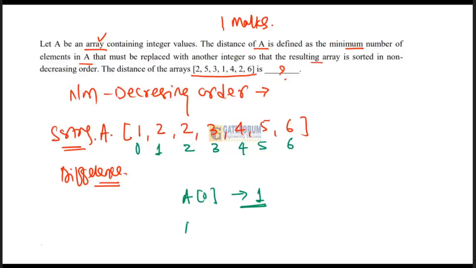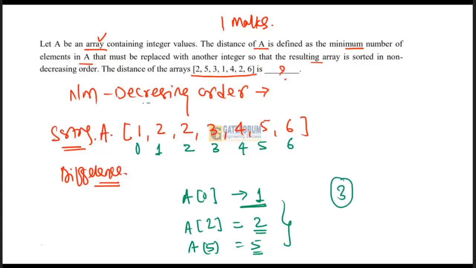And after that I need to replace a2 with 2, right? This is the second difference. And thereafter I need to replace a5 with 5, in the same fashion, and after that all are in the correct position. So there are three differences. So the distance of the array will be 3, because we need to work in non-decreasing order fashion.